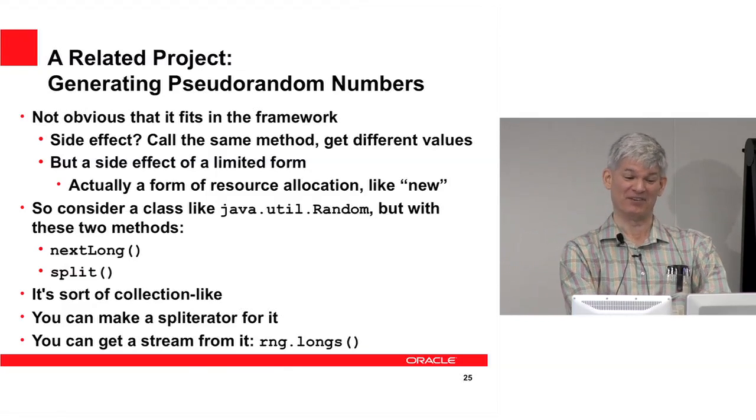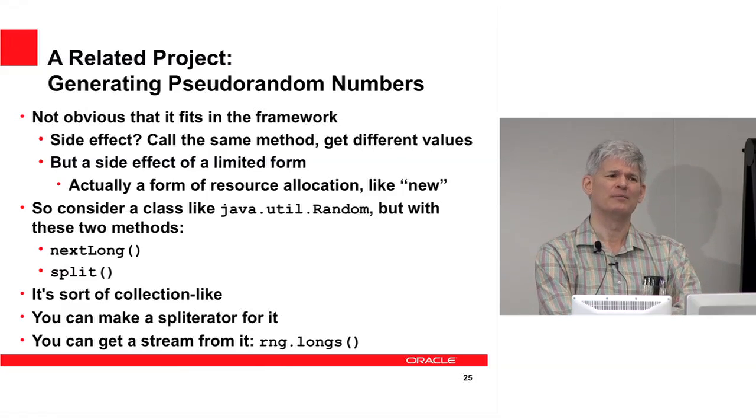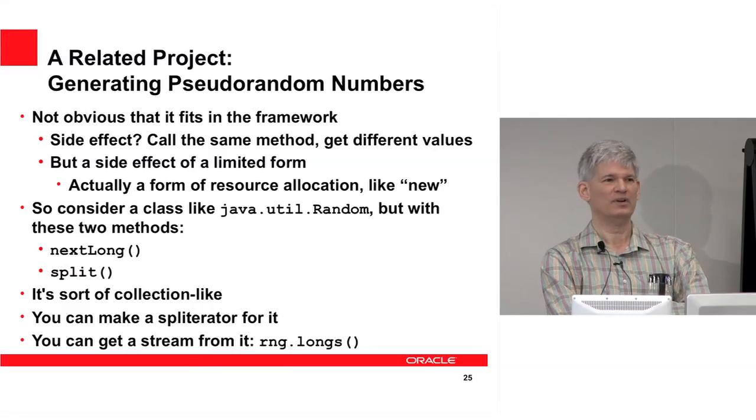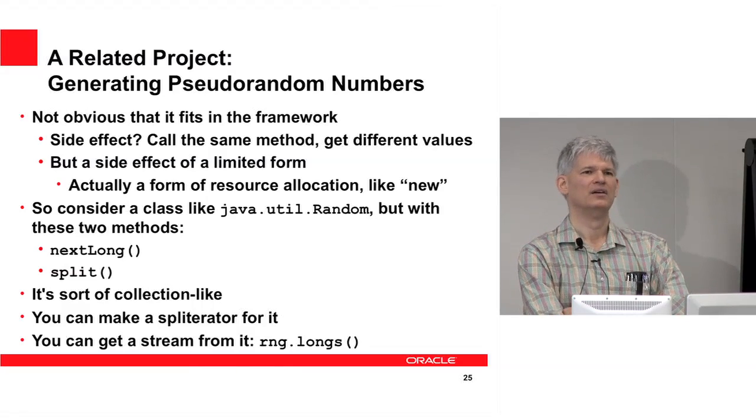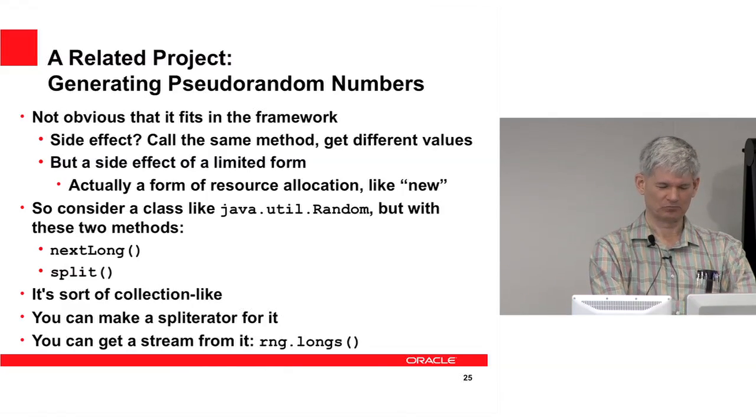We're expecting you to get different values. But it's a side effect of a limited form. When you think about it, pseudo-random number generation is actually another form of resource allocation. It's a little bit like new. You want to get new ones, and it's just that sometimes you accidentally get the same value twice. But when? Well, that's interesting. Characterizing that mathematically is a very interesting problem.